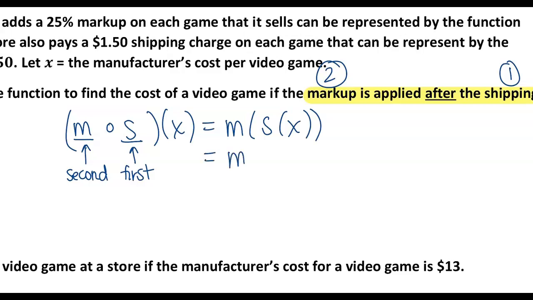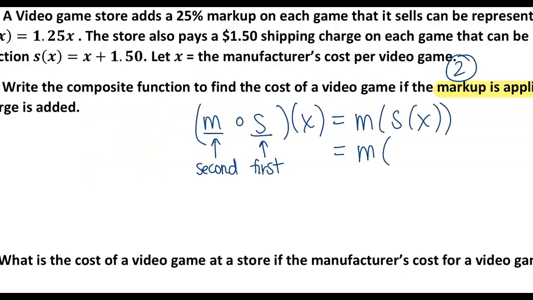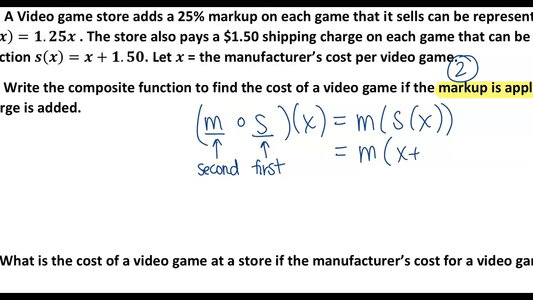So first thing I'm going to do is plug in the s of x, which is the shipping. This is x plus 150. Desiree, can I add anything with that x plus 150? Can I combine that? No. Okay, so let's take that and use the m function now, which is 1.25 times x, which I'm going to plug in instead as x plus 150. Desiree, what can you do from here?